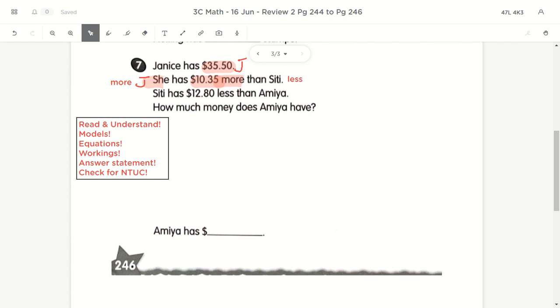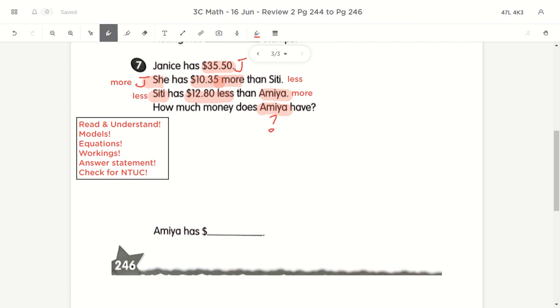So she refers to Janice. Janice has more, so Janice more, Siti is less. And then after that, it says here, Siti has $12.80 less than Amia. So Siti has less for this sentence, and Amia has more because Siti has less. Amia has more. And they're asking you to find how much Amia has.